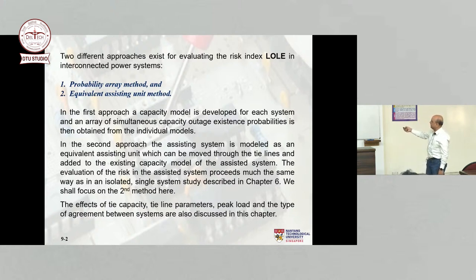The evaluation of the risk in the assisted system proceeds much the same way as in an isolated single system study, which we have been exposed to by now. So we'll focus only on this approach, equivalent assisting unit method. Obviously, in a more detailed course, we can look at the first method as well, but we can learn about so many methods. The basic idea is we should know how to do these calculations, and I think the second method is easier to do the calculations by hand, so that's the reason I'm focusing on that.